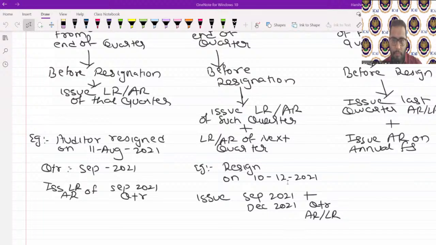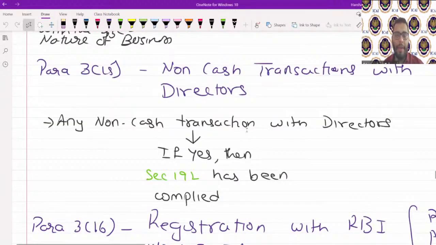Okay. So Vidula, you are talking about non-cash transactions with directors. Let me go back to that particular point and quickly explain to you. In CARO 2020, in para 3, clause 15, we were supposed to record any non-cash transactions with directors. If yes, then whether section 192 has been complied with or not.